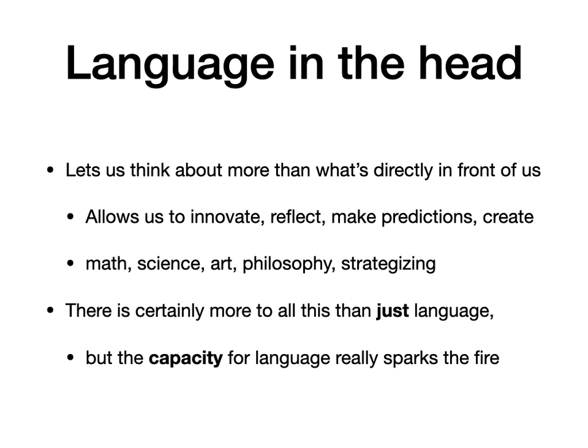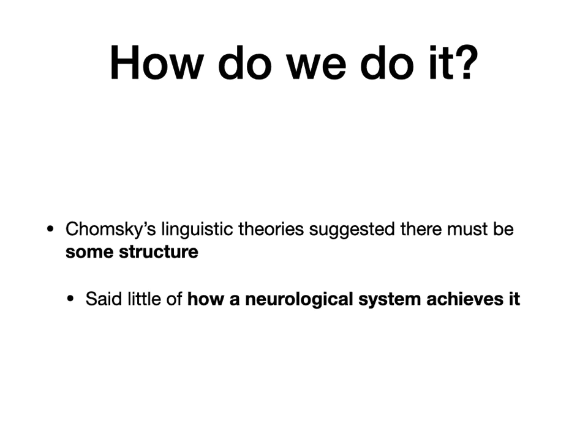That's not to say that it rests entirely on language. That's not to say that you can't do any of this stuff if you lack language, but the capacity for language is really this idea of abstraction into symbols that we are very good at wielding. So how do we do this? Chomsky got on about the idea that there must be some kind of internal structure to how we are wielding language, wielding these abstract symbols. And he never talked about a neurological system to achieve it.